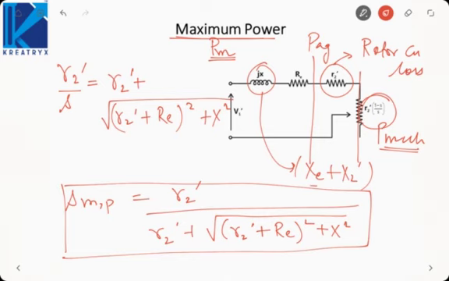So remember, the condition for maximum power and maximum torque is different, because maximum power is the maximum power across the resistance R2 dash into 1 minus S by S, and maximum torque corresponds to air gap power, which is the power across R2 dash by S. So both cases are entirely different.